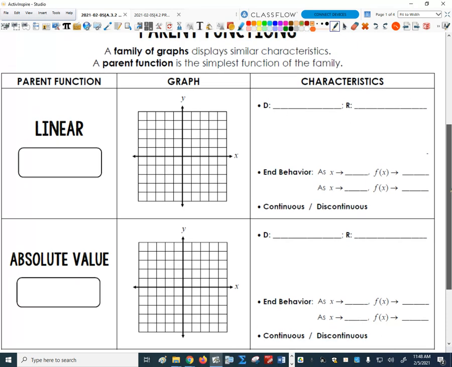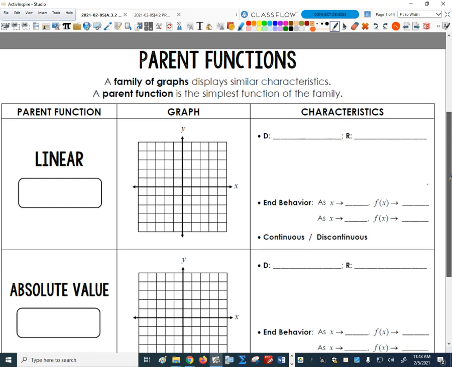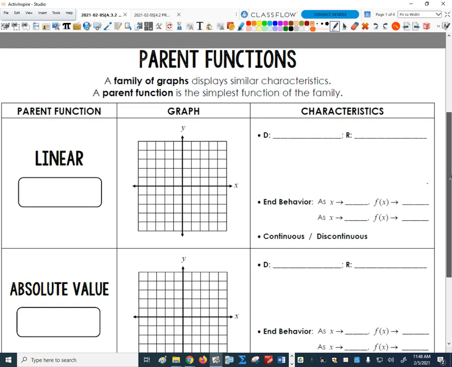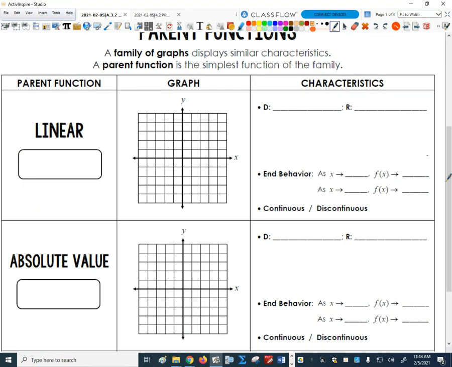But before we can talk about how to transform these basic graphs, we have to know what the basic parent function graphs look like. So for today, that's all we're doing. We're just going to look at, I think it's 8 really basic but common functions that we use in algebra, and talk about what those parent graphs look like. That's your first assignment, it's just about memorizing what these graphs look like.